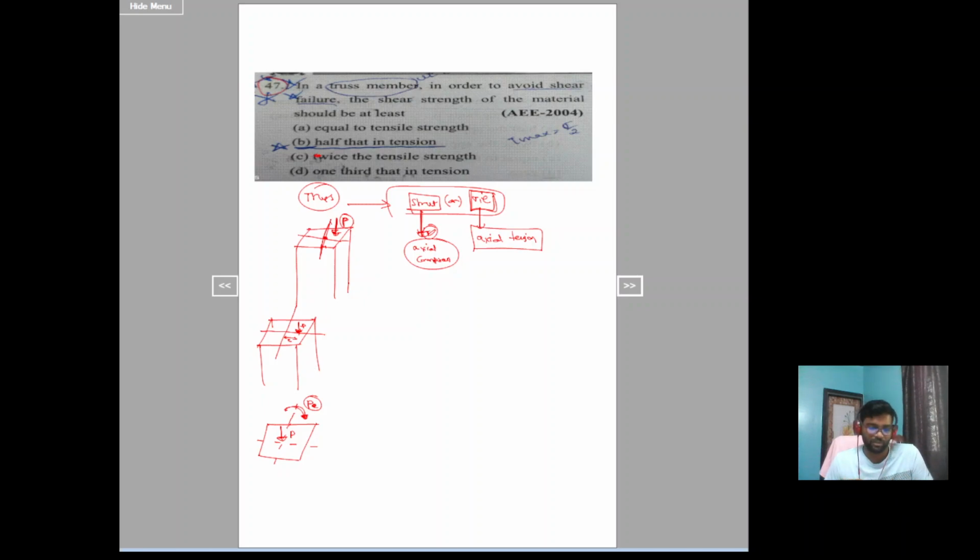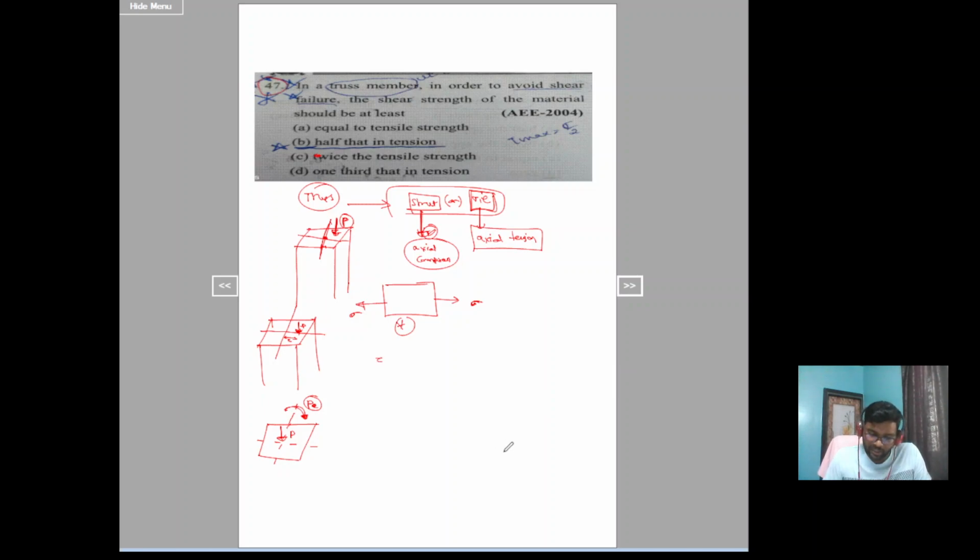Okay, axial compression you will carry. So now he is asking to calculate, in case of a truss member, in order to avoid shear failure, the shear strength of the material should be... Let's take this truss member is a tie bar. That means this is carrying axial tension. Okay, let's take this as axial tension.